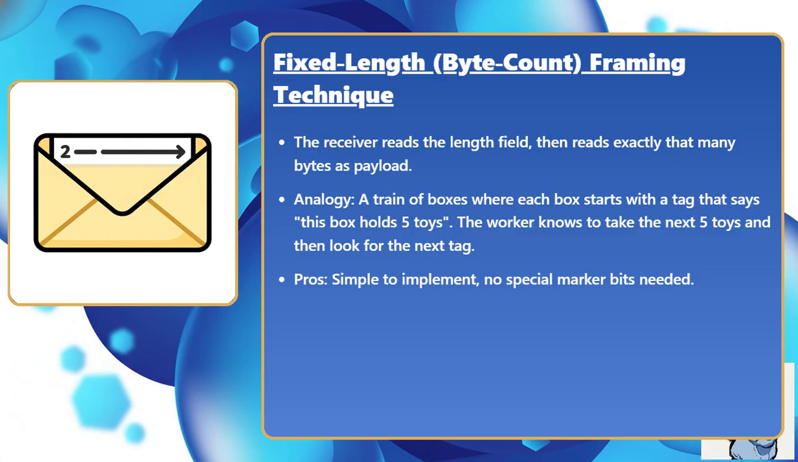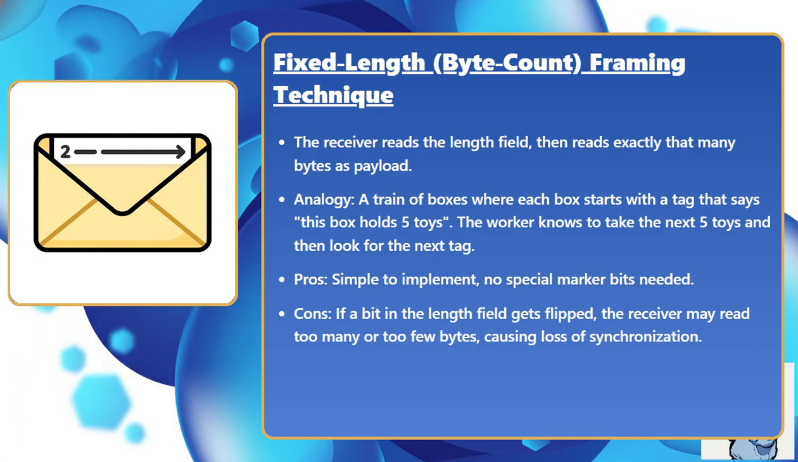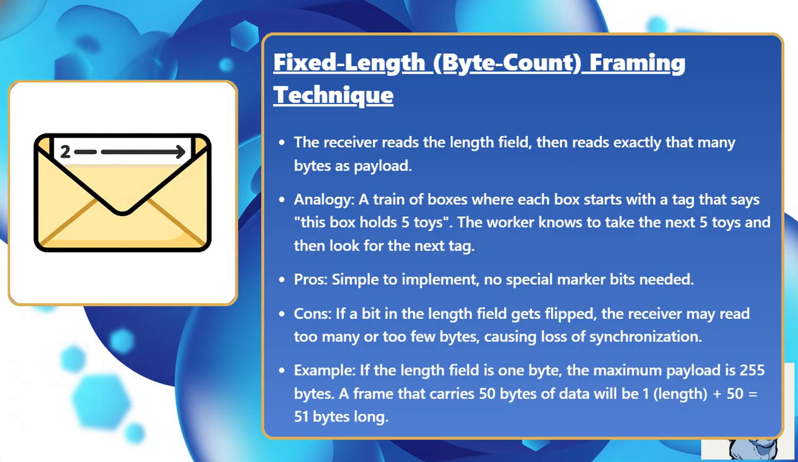Pros: simple to implement, no special marker bits needed. Cons: if a bit in the length field gets flipped, the receiver may read too many or too few bytes, causing loss of synchronization. Example: if the length field is 1 byte, the maximum payload is 255 bytes. A frame that carries 50 bytes of data will be 1 length plus 50 equals 51 bytes long.